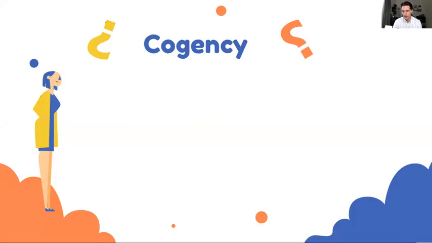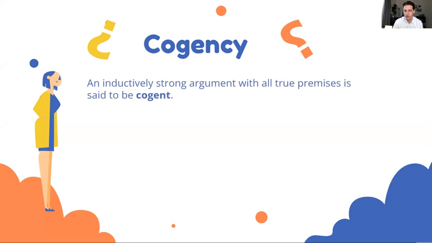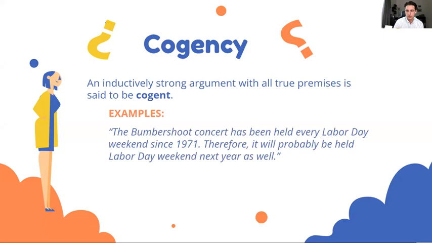So we don't want to confuse valid and invalid, strong and weak, right? One set belongs to deductive reasoning, and the other terms apply to inductive reasoning. Okay, so an inductively strong argument with all true premises is said to be cogent, not sound. An example would be something like, the Bumper Shoot concert has been held every Labor Day weekend since 1971. Therefore, it will probably be held Labor Day weekend next year as well.